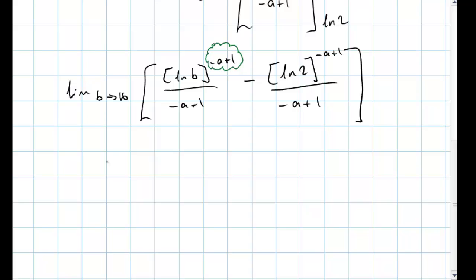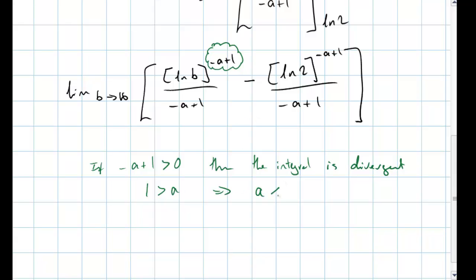So with that in mind, what we can say is if minus a plus 1 is greater than 0, then the integral is divergent. Now that's the same as saying if 1 is greater than a, which is obviously nice to look at if you say if a is less than 1. So we now know that if a is less than 1, we'll have divergence.